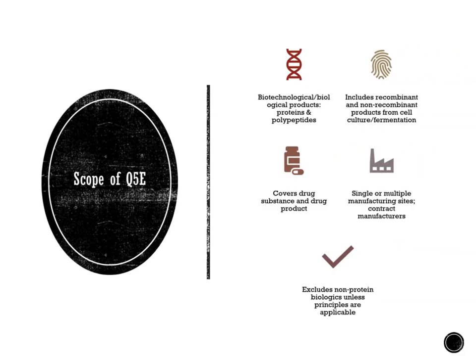Let's clarify scope. Q5E primarily applies to well-characterized biotech and biological products, especially proteins and polypeptides, their derivatives, and products made through recombinant or non-recombinant cell culture. It covers manufacturing changes during development and after approval. A key assumption in Q5E is that the same manufacturer can directly compare pre-change and post-change material. If you're dealing with a product outside the scope or a situation where side-by-side comparison isn't feasible, Q5E may still be useful conceptually, but you'd need to align early with regulators on expectations.